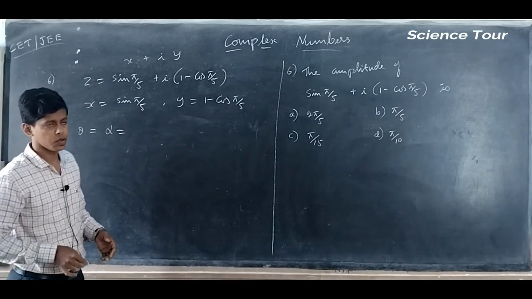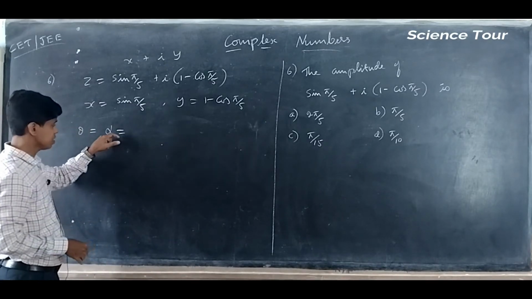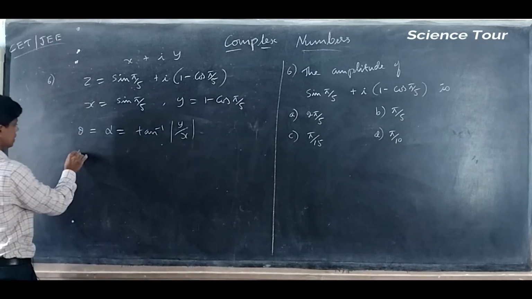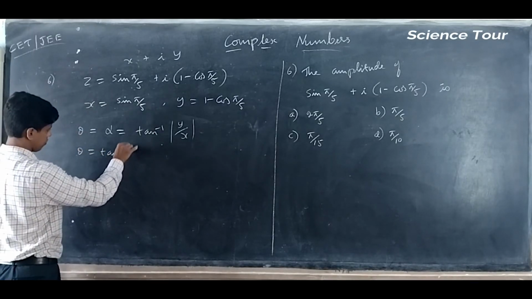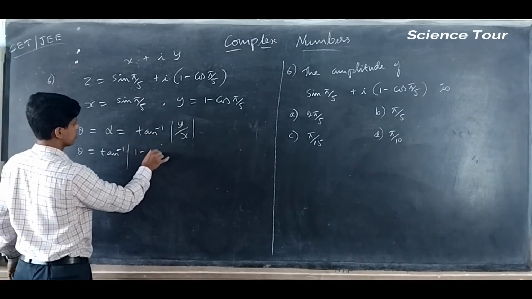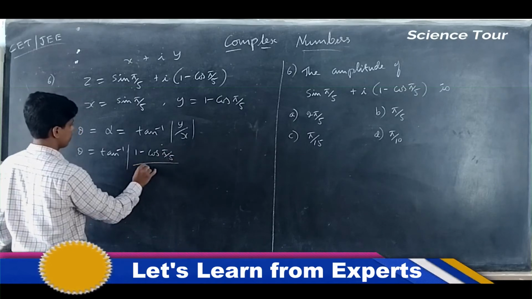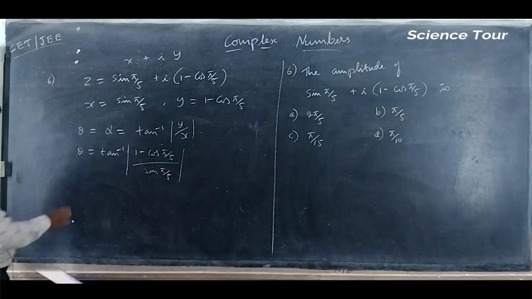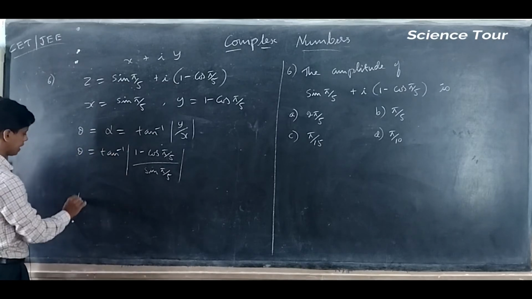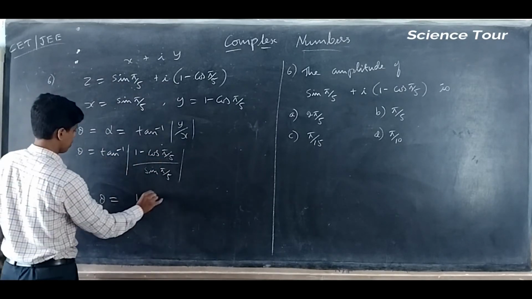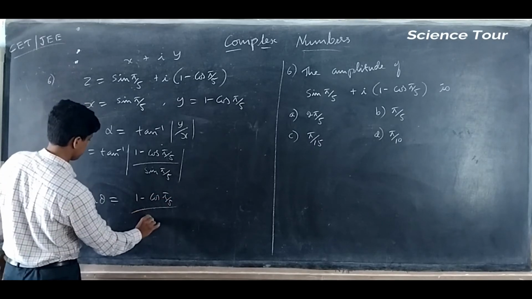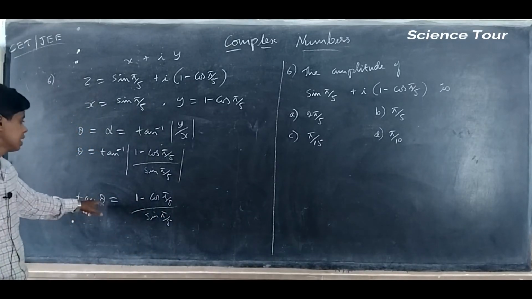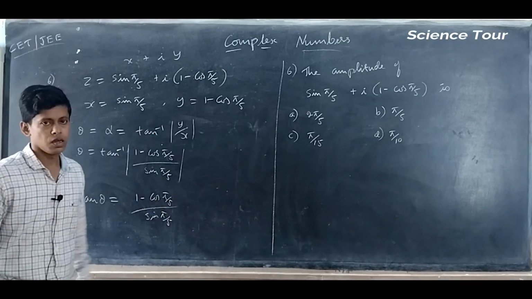Let's go for first quadrant. Now that is like tan inverse y by x, is it not? Yes. So theta is equal to tan inverse of y, which is 1 minus cos pi by 5 divided by sin pi by 5. So if you want to write tan theta, then that is 1 minus cos pi by 5 divided by sin pi by 5. You just have to work with this, and you will get theta. So use half angle formulas.